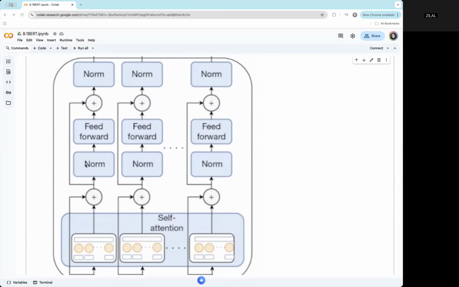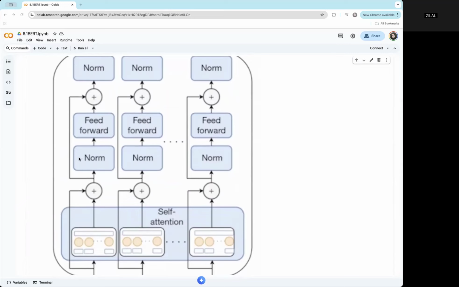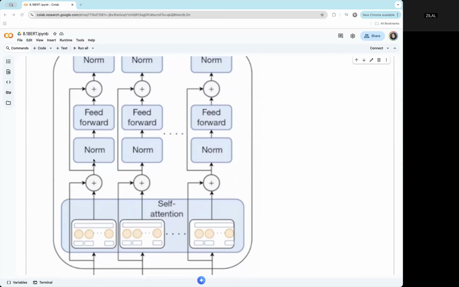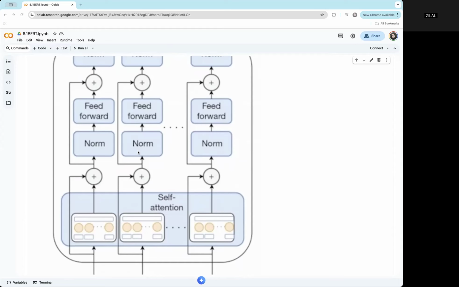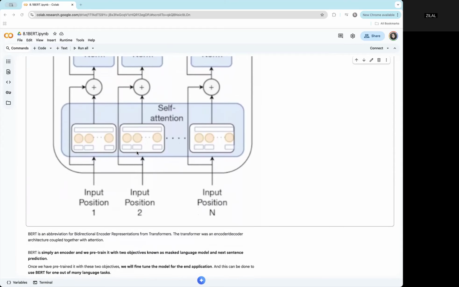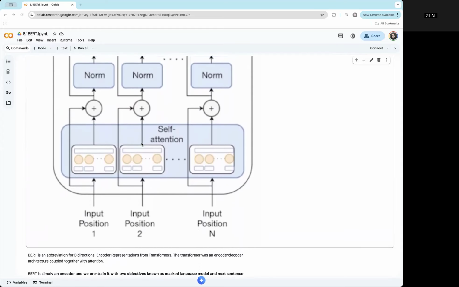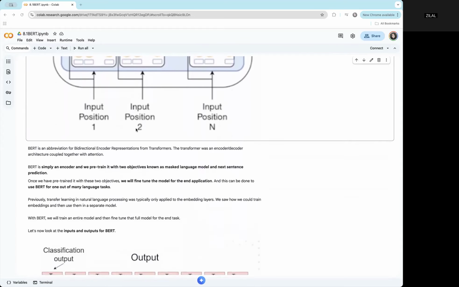The full encoder is built by stacking multiple of these blocks on top of each other. This is not shown in the figure. Another thing not shown in the figure is the positional encoding on the input.